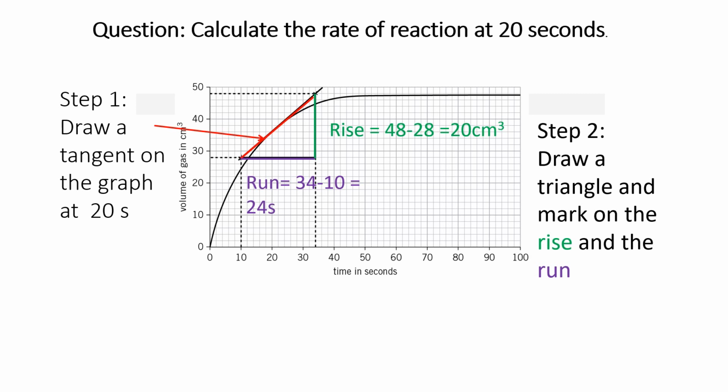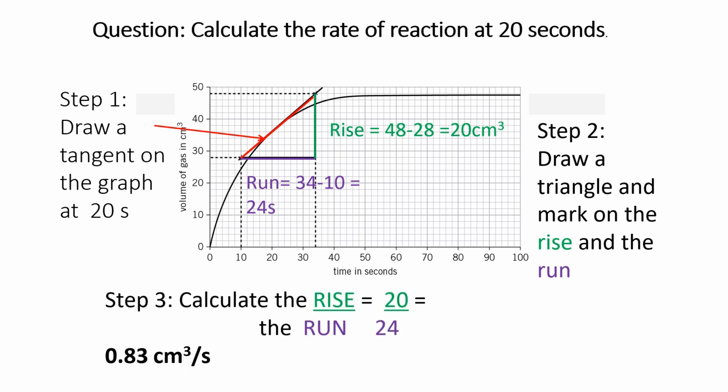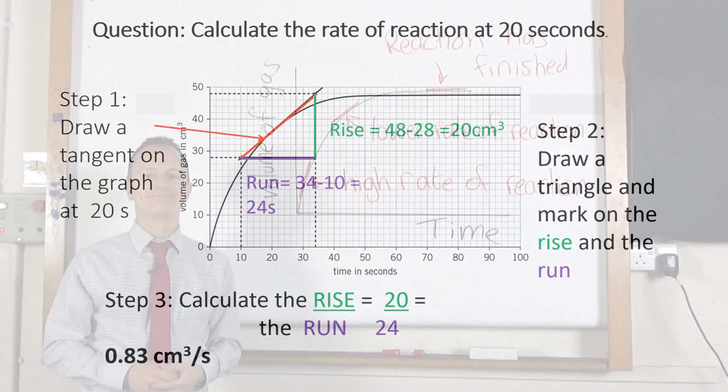So to calculate the rate of reaction, we need to calculate the gradient of that line. So that's going to be the rise divided by the run, which is 20 divided by 24, which is 0.83, and the units are going to be centimeters cubed per second. If you think you need to go over this in more detail, I'll put a link up here now to another video I've made looking at how to do this.